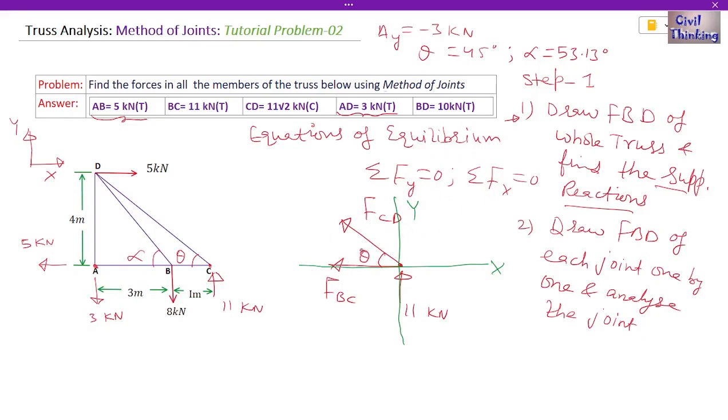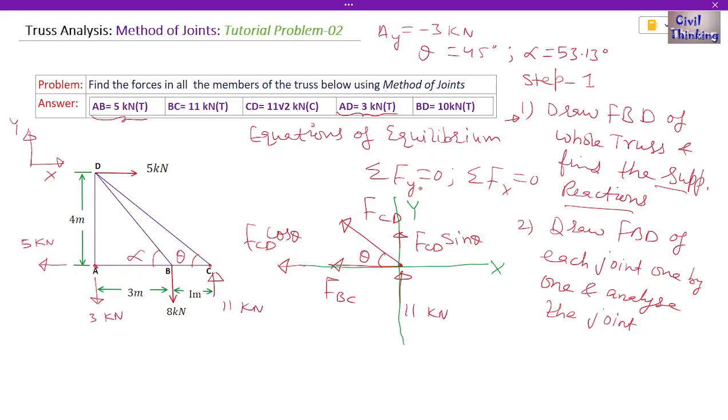Now I have already made a video lecture on resolution of forces. If you don't know, please watch the video lecture on that, okay? This is going to be FCD cosine of theta, okay? And this component is going to be FCD sine function of theta, okay?